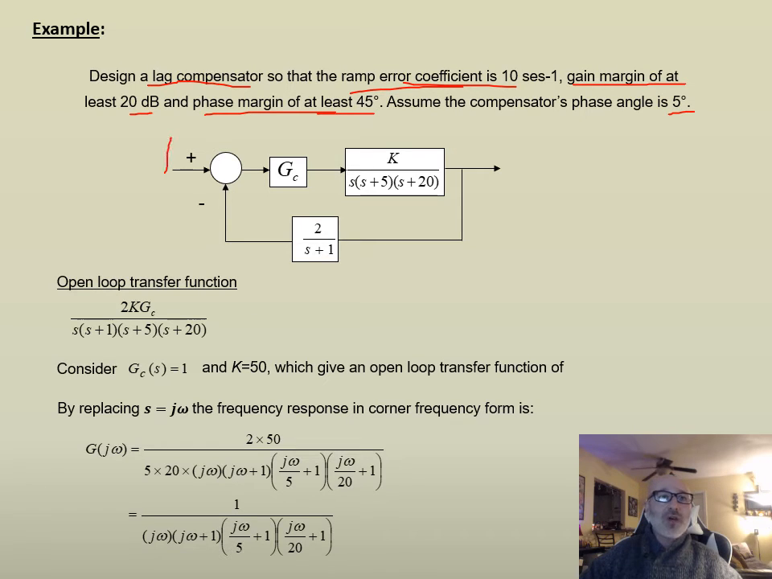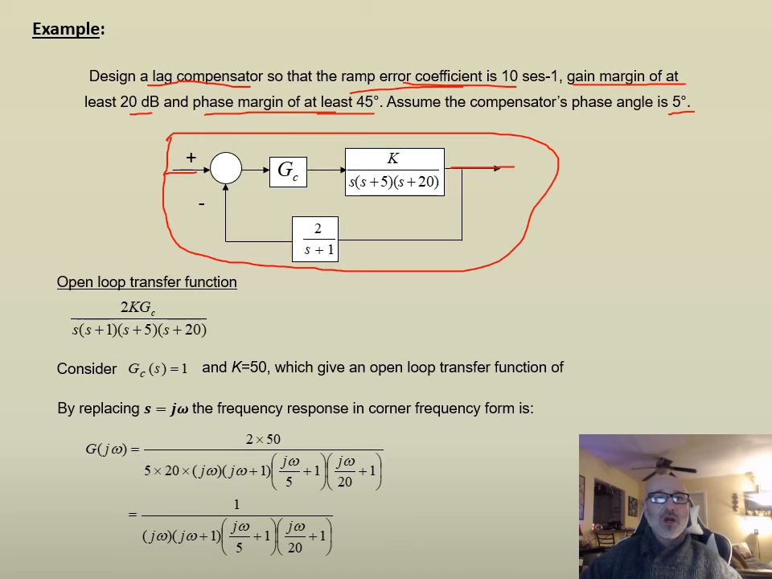Now they also give us this diagram here for our system. We can see we have our input and our output here. We have our feedback loop coming down through here. We have our G sub C function here, and we have this function of K over S times S plus 5 times S plus 20.